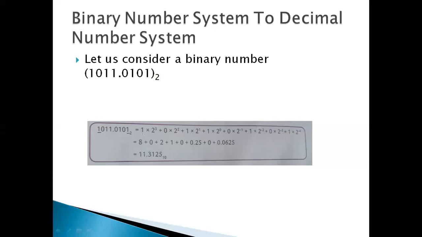So this 1 into 2 to the power 3 gives us 8. 0 multiplied by any number is 0, so this value becomes 0. 1 into 2 to the power 1, this is 2. 1 into 2 to the power 0, this is 1. Again 0 multiplied by any number is 0, so this is 0. Then 1 into 2 to the power minus 2, this is 0.25. Again 0 multiplied by any number is 0, so this is 0. And finally 1 into 2 to the power minus 4 is 0.0625. When we add all these, we get 11.3125.